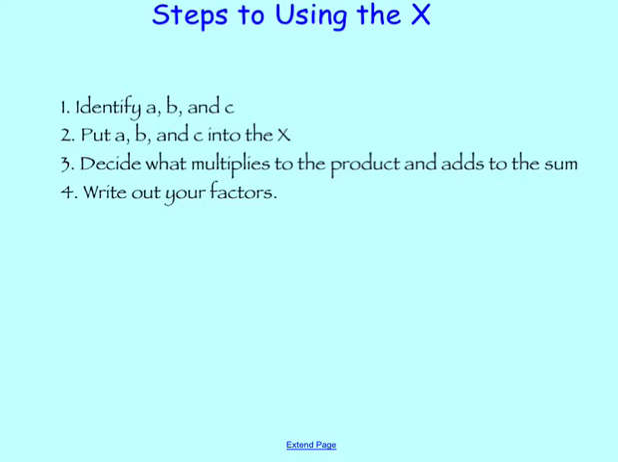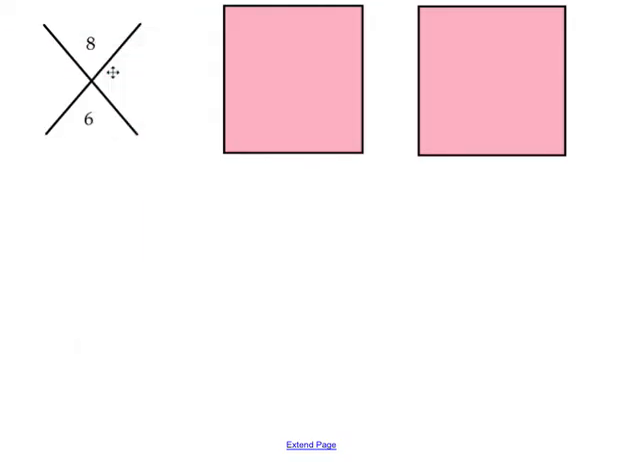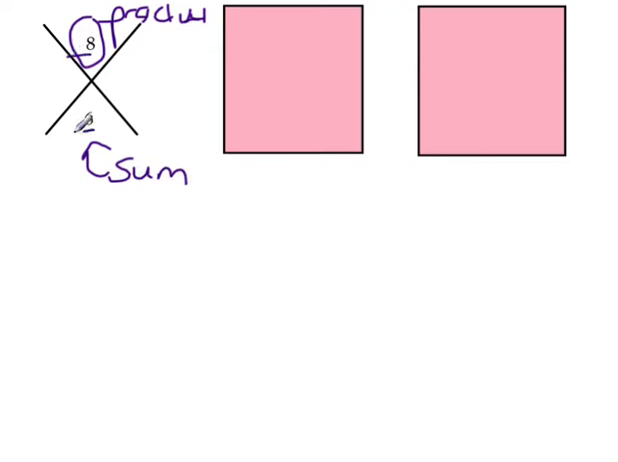So let's practice with some of these x's. So before we get into putting them into the x, let's just take a look at just an x. Okay, so if you remember, right here represents your product. Okay, right there is your product, and right there is your sum. So we want to figure out what multiplies to 8 and adds to 6.